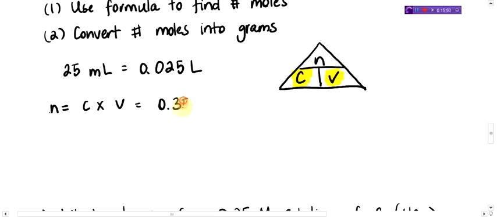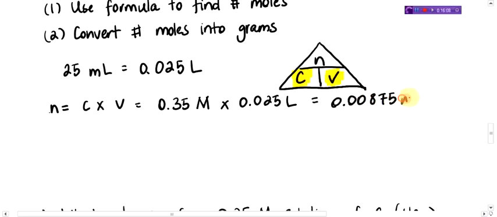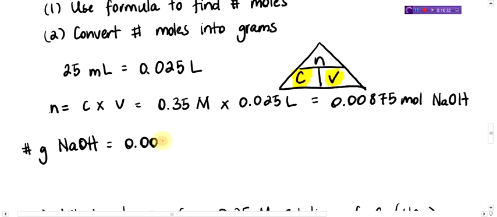Concentration is 0.35, and our volume is 0.025. When you plug in your numbers, you're going to have 0.00875 moles of sodium hydroxide. So now we've got our moles, and we need to convert our moles into grams. So we want to know how many grams of sodium hydroxide is 0.00875 moles of sodium hydroxide.